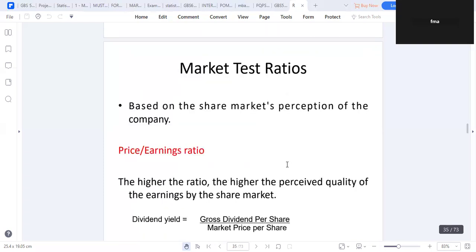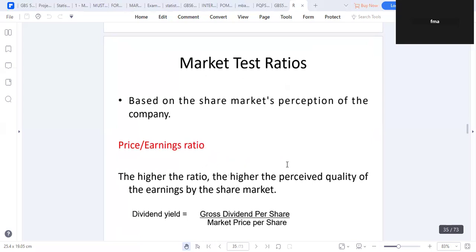Then we also have market test ratios. They look at how our stock is performing. So these are the ratios.